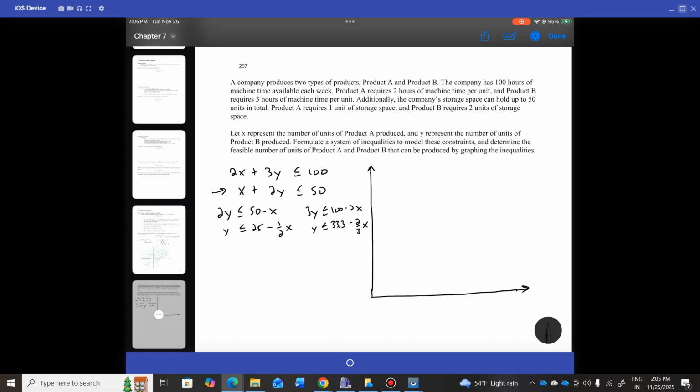And so if we're graphing this, 5, 10, 15, 20, 25, 30, 35, 40, 45, 50. So 50, 45, 40, 35, 30, 25, 20, 15, 10, and 5. And here we'll graph this also that same way: 5, 10, 15, 20, 25, 30, 35, 40, 45, go a little bit farther out, 50.